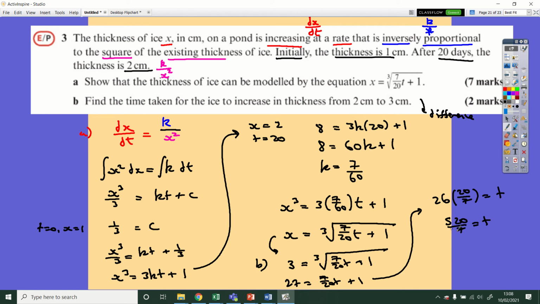The difference then is the difference between this time and 20. And that leaves me with 380 over 7 days. And that's, as a decimal, roughly 54.3 days. Okay, excellent. You can check the mark scheme with this. If I've made any mistakes, then you can figure out what I've done wrong maybe, and then check with the mark scheme.